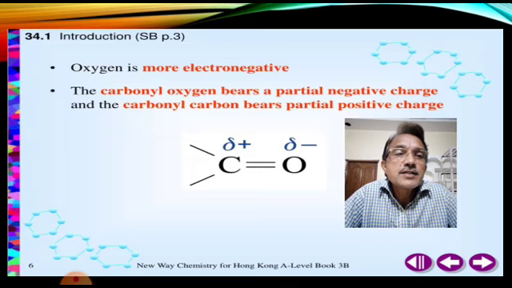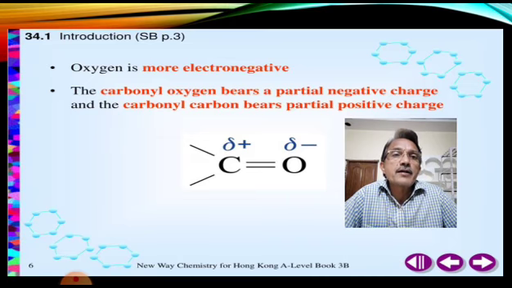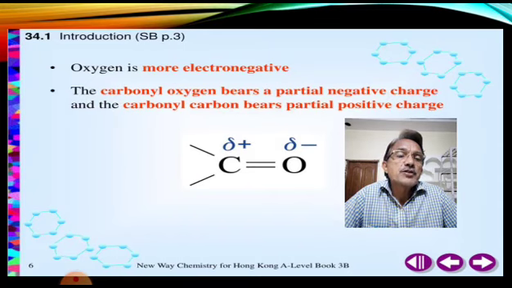Since oxygen is more electronegative than carbon, naturally the carbon atom gets a partial positive charge and the oxygen atom gets a partial negative charge. Because of the high electronegativity of oxygen, the bonded electron pair will be slightly shifted towards the oxygen atom.